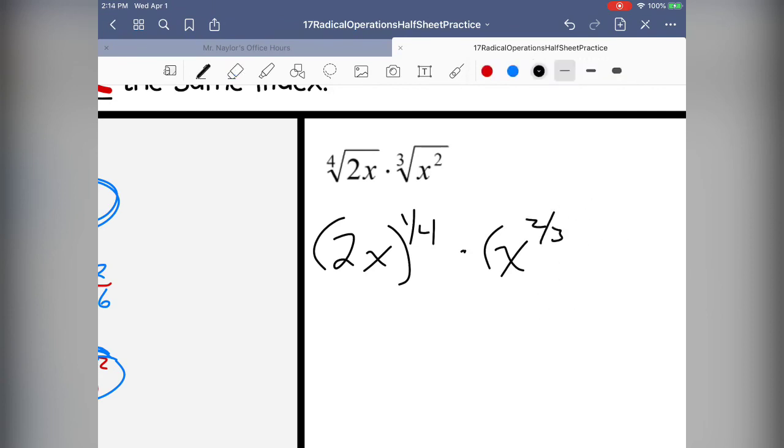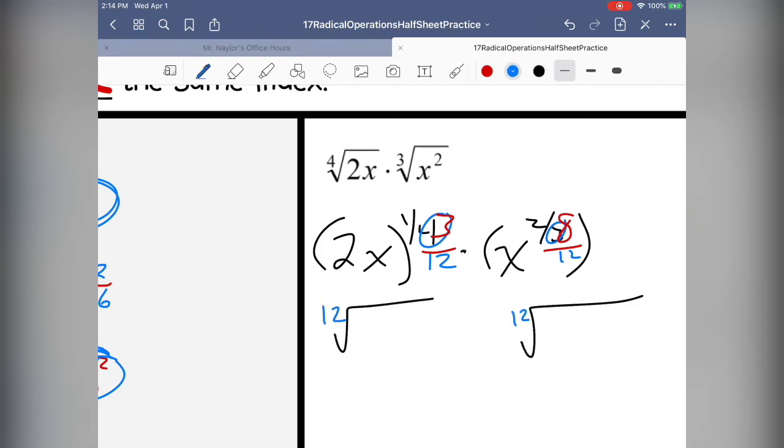So we have x to the 2/3, but still I want to make these denominators be the same. I want to make them both be 12s, and in order to do that I have to multiply by 3. So now I have 3 12ths. In this case I'd have to multiply by 4, so now I have 8 12ths. The root is the same. That's good. That was the whole goal here. The root is 12. But I still have my 2x in this. Now it's to the 3rd power, and I still have my x. Of course, now it's to the 8th power.